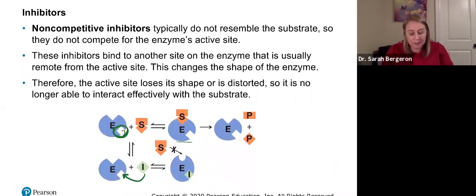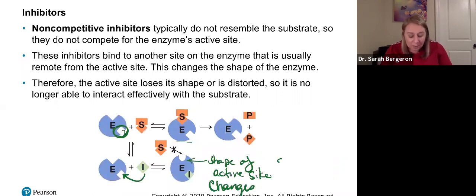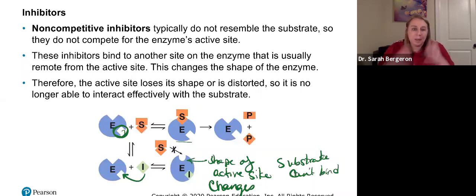And when it binds in this secondary site, it changes the shape. So the shape of the active site changes. And because of that, the substrate can't bind. So it induces a conformational change that makes that active site lose its shape, and it's distorted. And so it doesn't bind to substrate, so it doesn't make product.